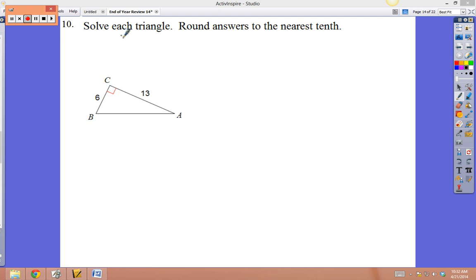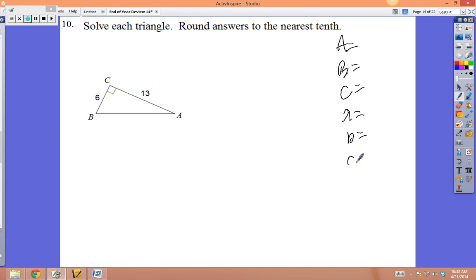Alright, so for the trig, they want you to solve each triangle. They want you to find angle A, angle B, angle C, side A, side B, side C. So let's fill in what we know. Angle C is 90. This is little c, this is little a, this is little b. Little a is 6, little b is 13. So there they go, they give us 3 pieces. We've got to find the other 3 pieces.